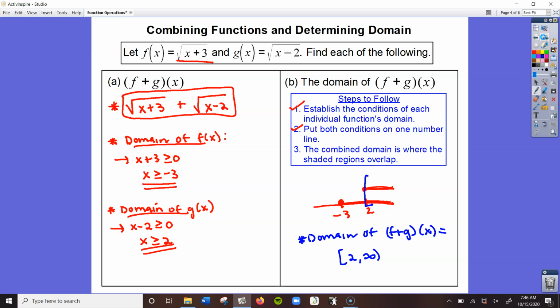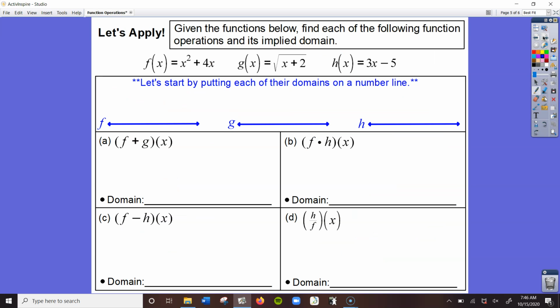So now let's practice. What I've done for all of these questions is I put a number line for f, g, and h. So you can already establish their domains right at the beginning, and that way when you're finding the domains of the new functions, you can just visualize those number lines one on top of each other and figure out where they would overlap.